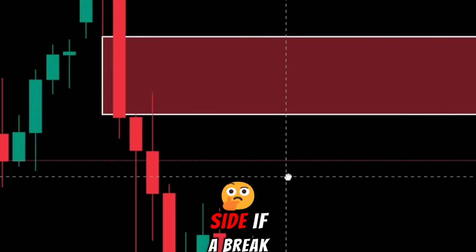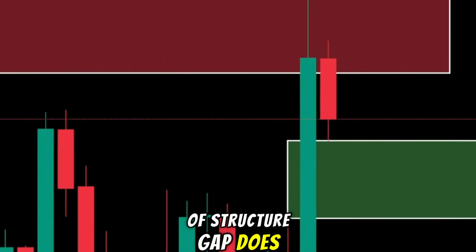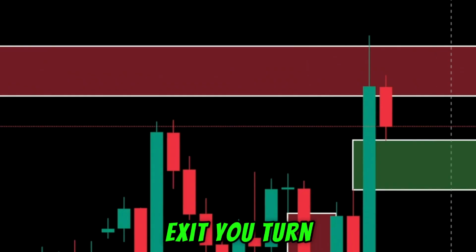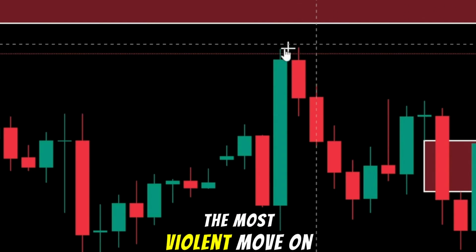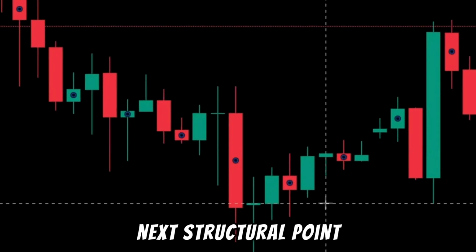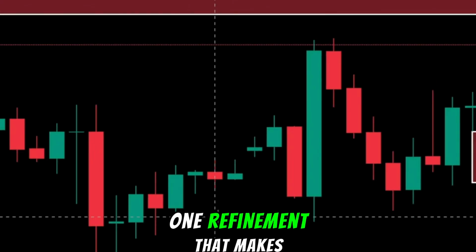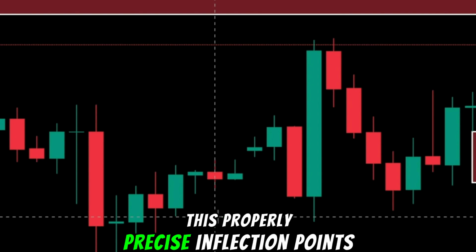And here's the flip side. If a break of structure gap does get inverted, you don't just exit, you turn around. That inversion usually produces the most violent move on the chart, straight to the next structural point. One refinement that makes this properly precise.